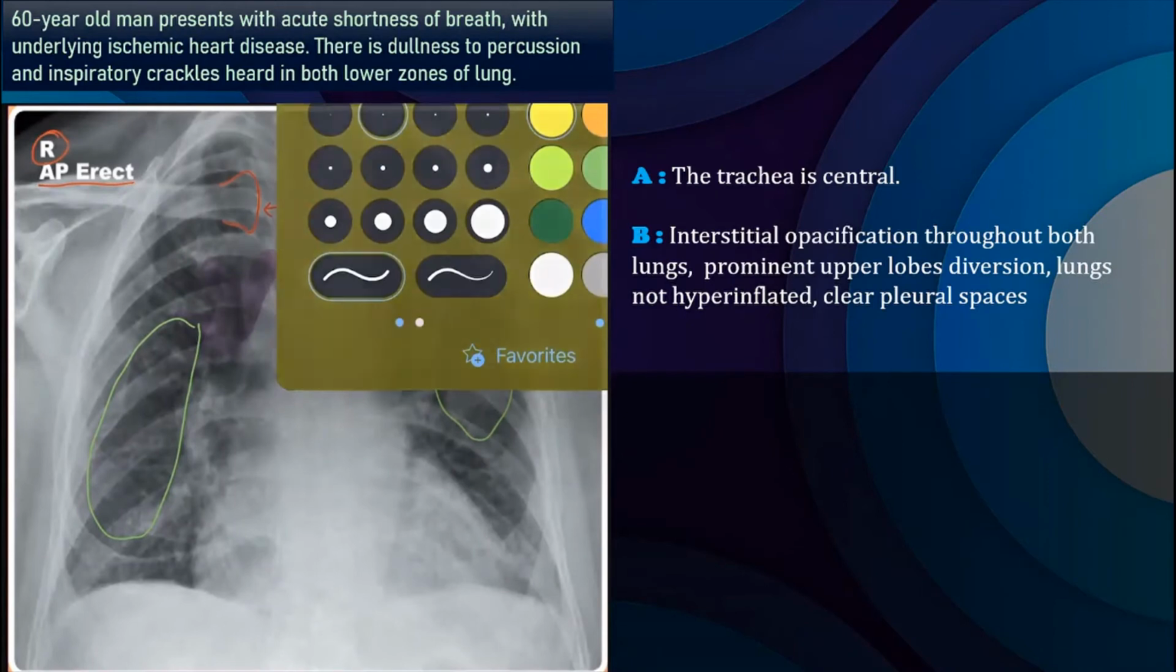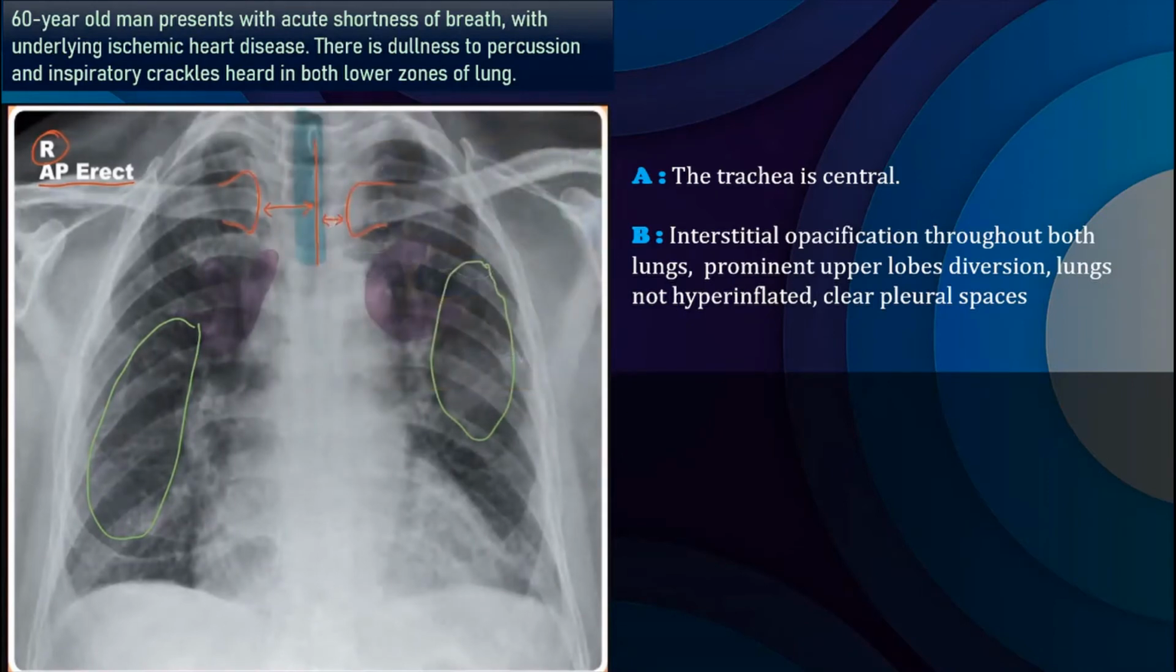So C is cardiac. So for cardiac, you want to measure the cardiothoracic ratio. How do you do that? By placing an imaginary line here. This is your thoracic ratio. So next, check out the cardiac border. So I can clearly see the cardiac borders here, left and right. This will be your heart.